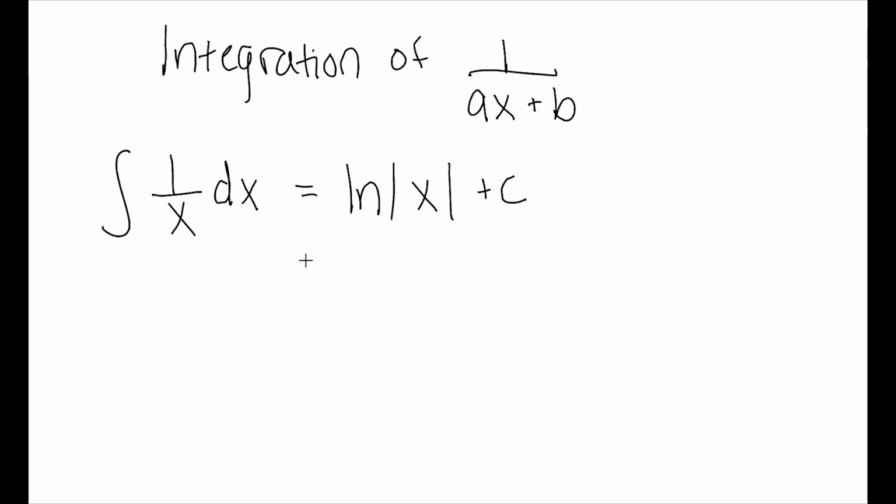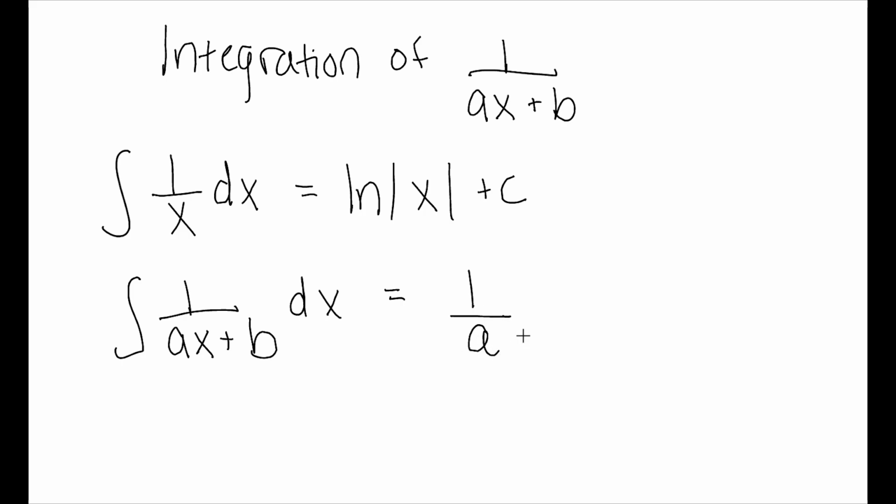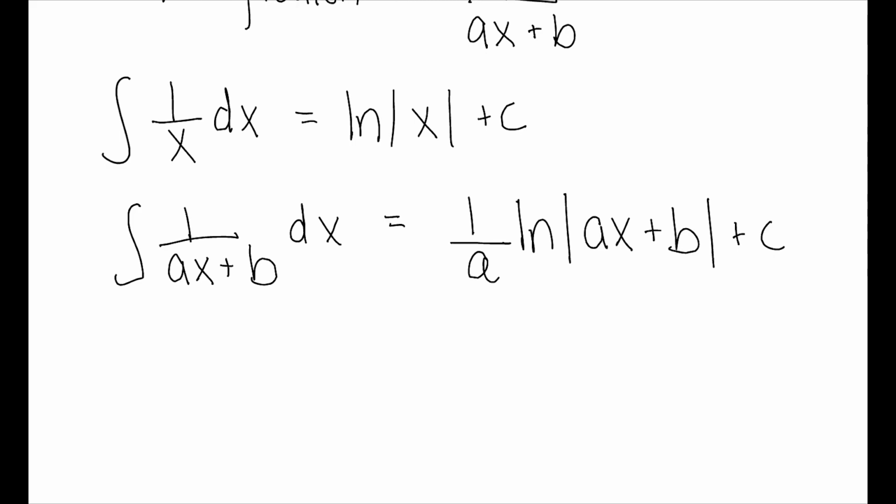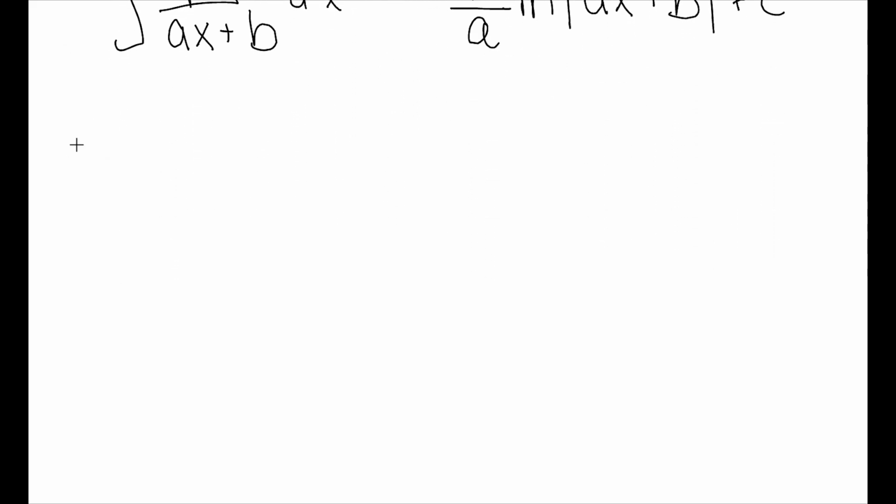So if I had 1 over ax plus b, you're still going to divide by the leading coefficient and then take the natural logarithm of the absolute value of the whole denominator and add a c. Let's look at some examples so this will make a little bit more sense.